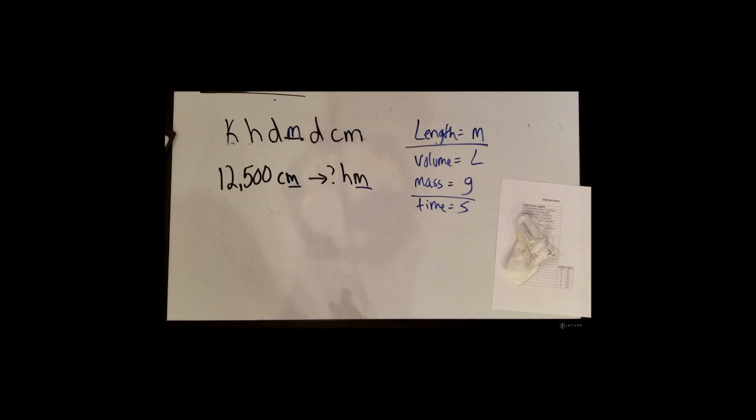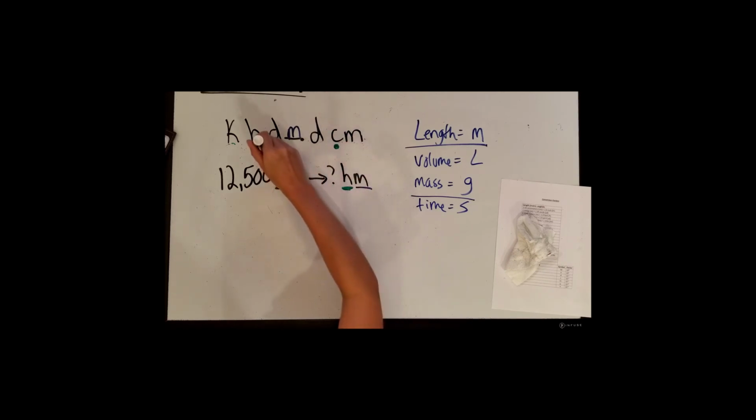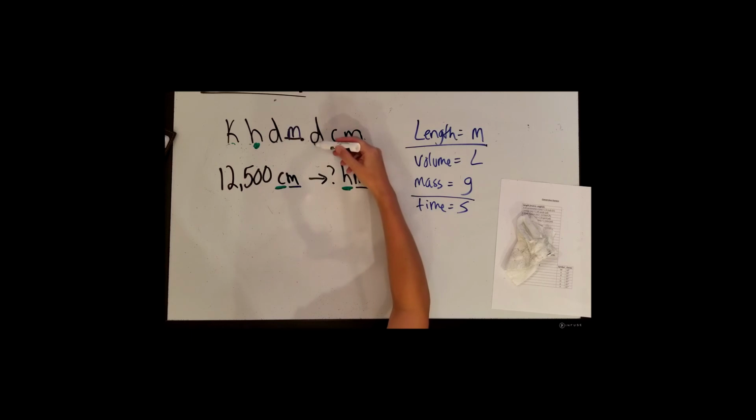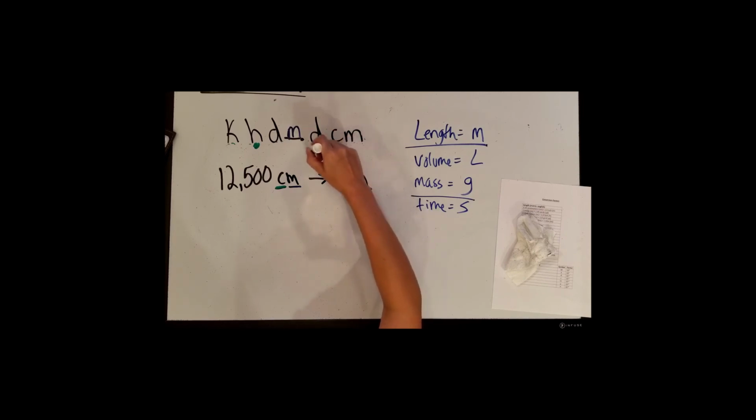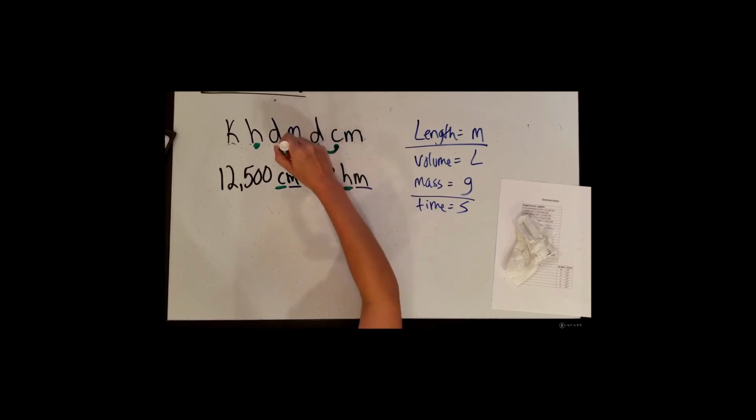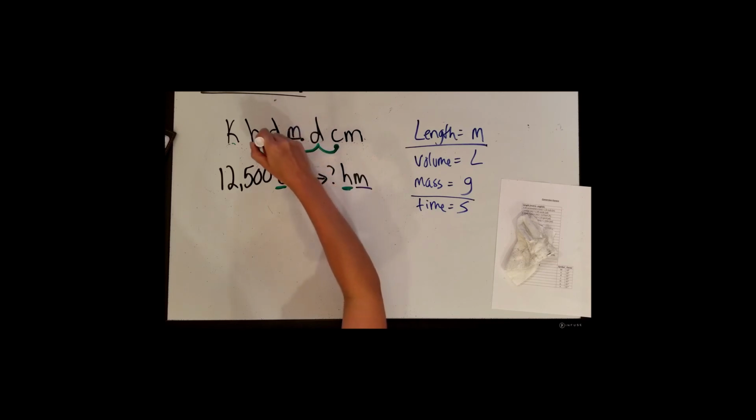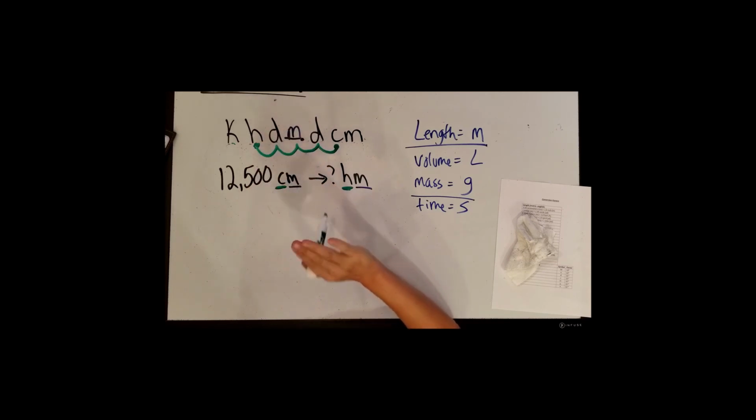So how many times do I need to move the decimal? Well, I'm starting at the centi, the C, and I'm going to hecto, the H. Remember, each one of these letters counts as one spot to move the decimal. So I have to stop at each one and count. So deci will be 1, meters would be 2 times, deca would be 3 times, and then hecto is going to be 4 times. So I need to move that decimal 4 times to the left.